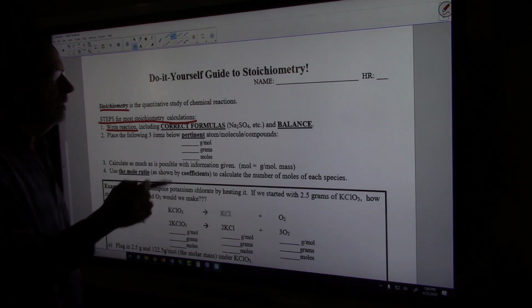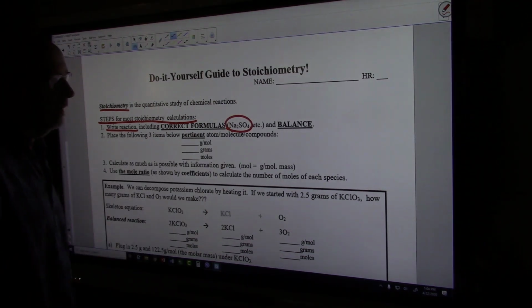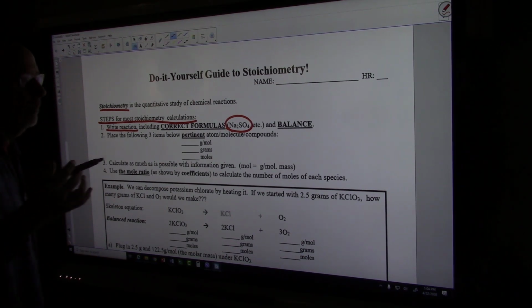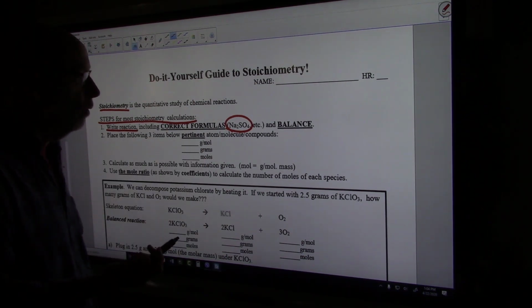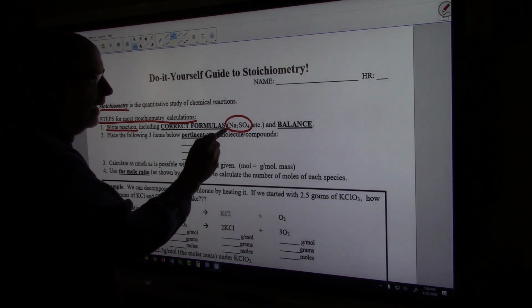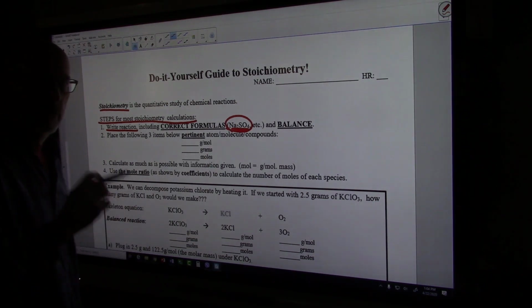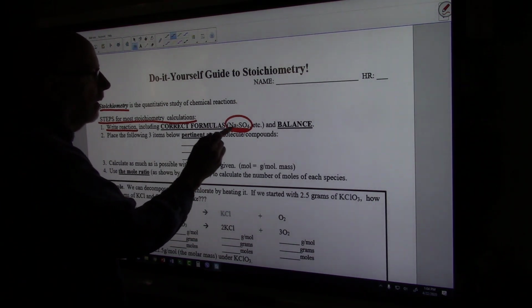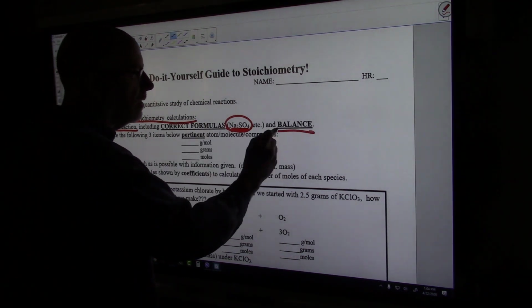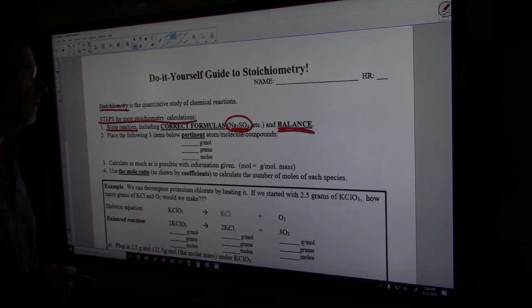So the steps for most stoichiometry calculations include: write the reaction like we've done many times, including the correct formulas, like sodium sulfate is Na plus 1, SO4 minus 2, crisscross applesauce, Na2SO4. And then once we know that it's Na2SO4 and we're not going to change any of those subscripts, we balance it by using coefficients in front of the formulas.